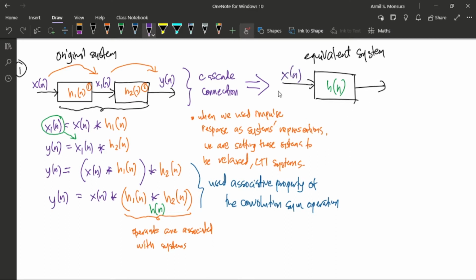So kung ang original system natin takes in x of n as an input, it will still produce the output sequence phi of n, even though it is now a system that consists only of a single block, and that system is now represented by an impulse response h of n. But again, remember that this h of n is equal to the convolution sum of h1 of n and h2 of n. So, ganun pa rin 'yun.